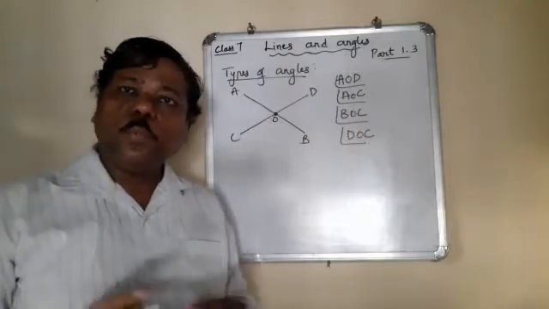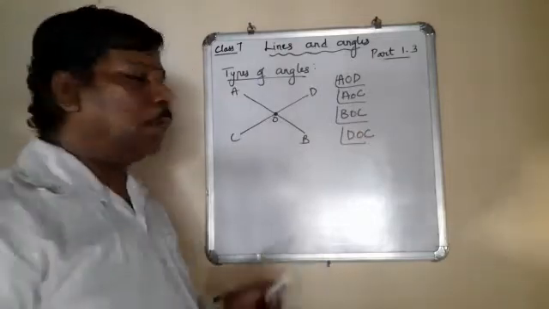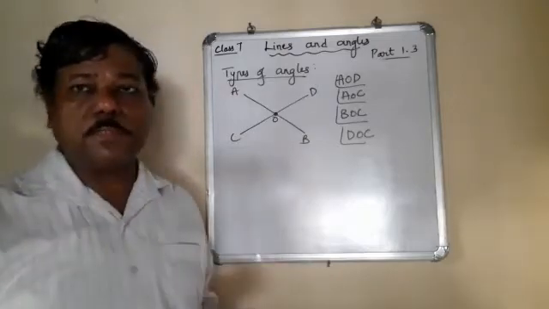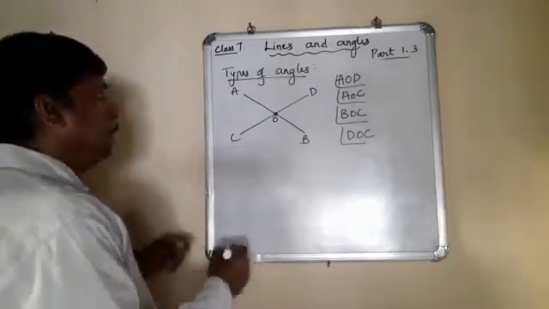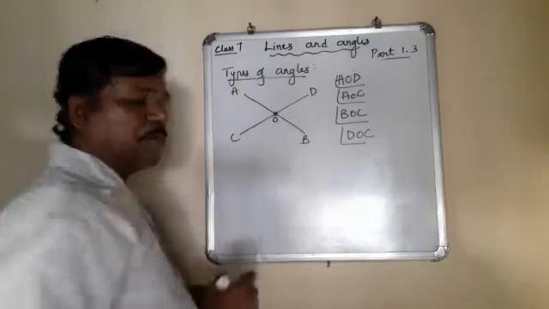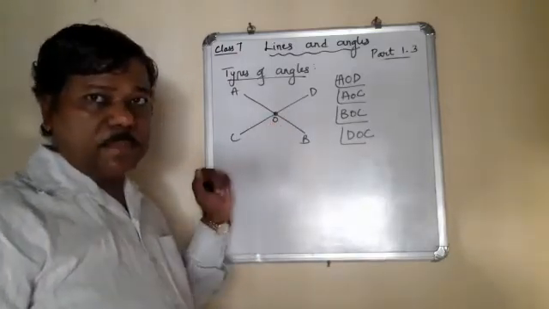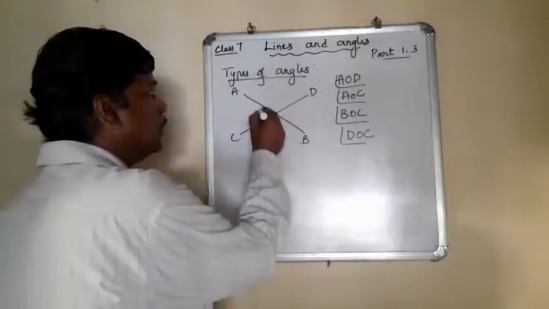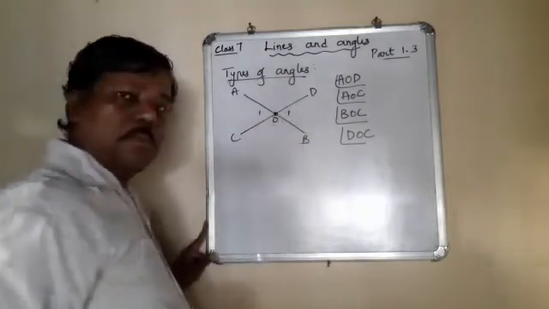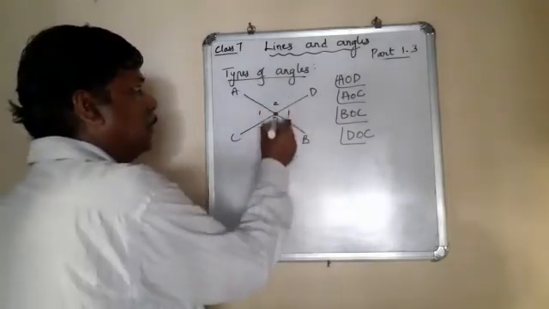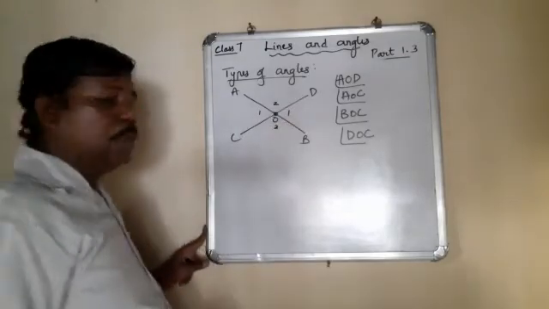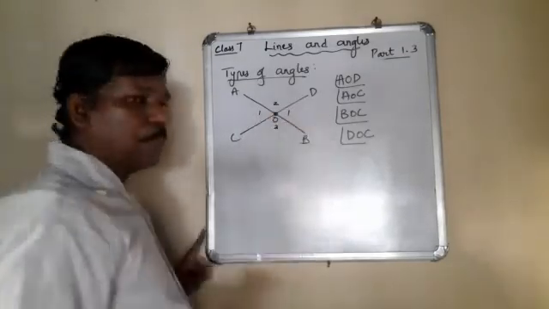Now we are going to understand what are opposite angles here. So which are the opposite angles here? Here this is the vertex which is O, right? So vertically opposite angles. So which are those? So this is 1 and this is 2. Okay. So these are the vertically opposite angles.